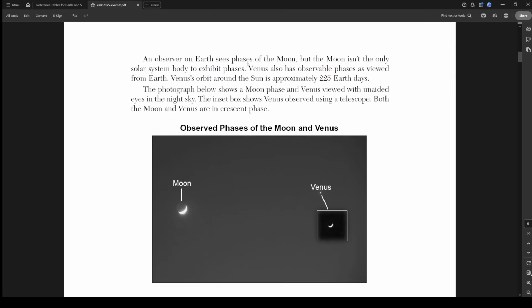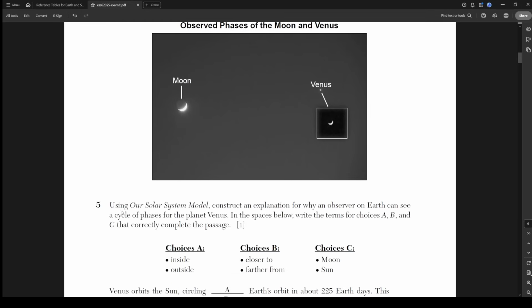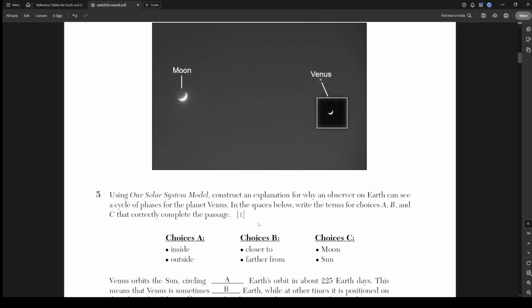An observer on Earth sees phases of the moon, but the moon isn't the only solar system body to exhibit phases. Venus also has observable phases as viewed from the Earth. Venus's orbit around the sun is approximately 225 Earth days. The photograph below shows a moon phase and Venus viewed with unaided eyes in the night sky. The inset box, which we know is zoomed in, shows Venus observed using a telescope. Both the moon and Venus are in a crescent phase. Using our solar system model, construct an explanation for why an observer on Earth can see a cycle of phases for the planet Venus. In the spaces below, write the terms for A, B, and C.